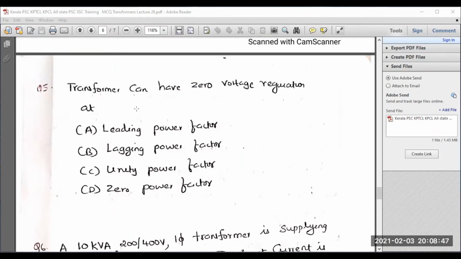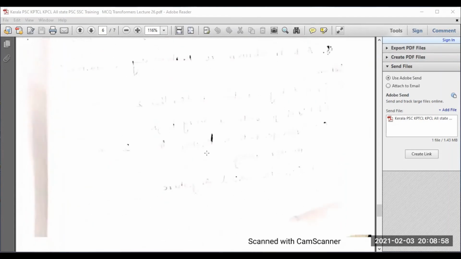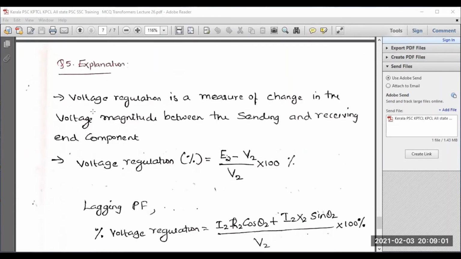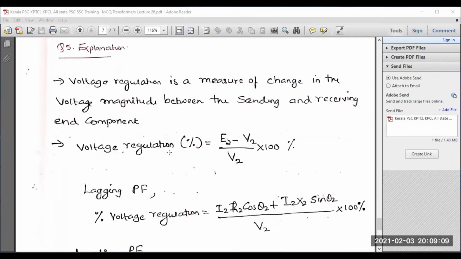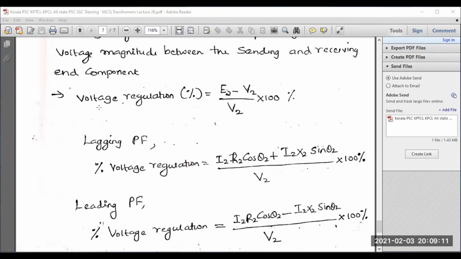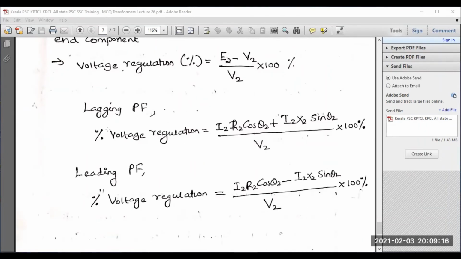Then question 5. A transformer can have 0 voltage regulation at leading power factor, lagging power factor, unity power factor, 0 power factor. So what do you mean by voltage regulation? Voltage regulation, especially for a transformer, is a measure of change in voltage magnitude between the secondary and the load side, the receiving end side. Therefore, you can write the expression as voltage regulation equals (E2 minus V2) divided by V2, into 100%. For lagging power factor, the expression will be like this. So you have to take care of the symbol. This will be positive. For leading power factor, this will be negative.